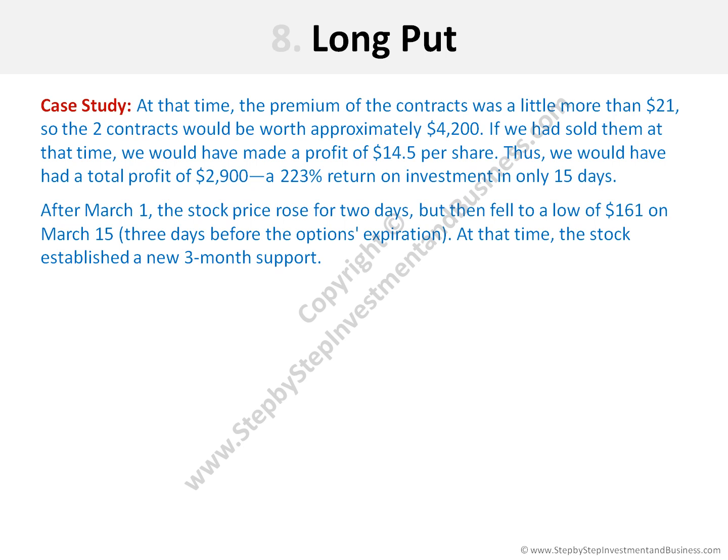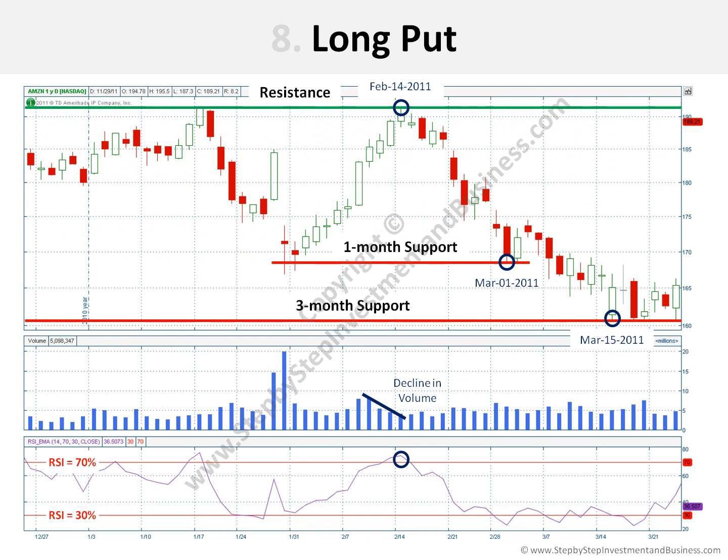After March 1st, the stock price rose for 2 days, but then fell to a low of $161 on March 15, 3 days before the option's expiration. At that time, the stock established a new 3-month support. That can be seen here.